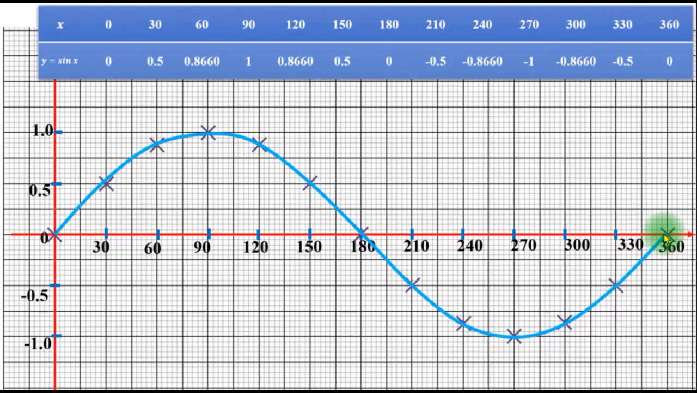So now this is a sine curve, and we label it as y equals sine x. So that's how we draw a sine curve. Then we move on, and now we draw a graph of cosine x.